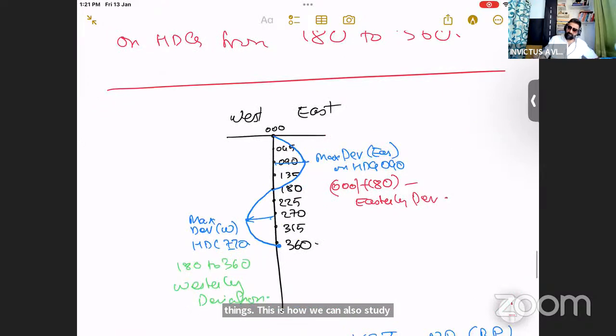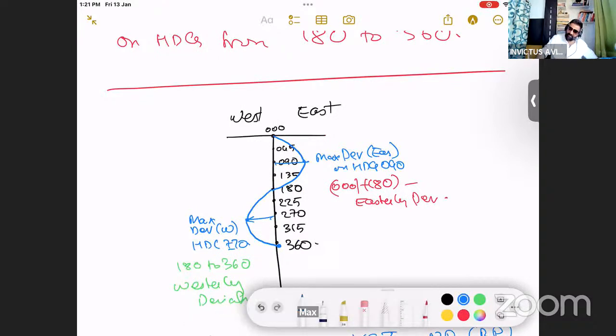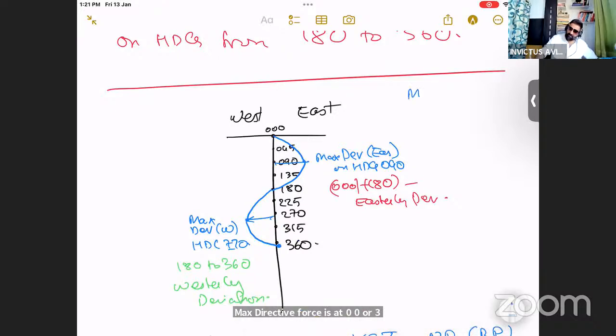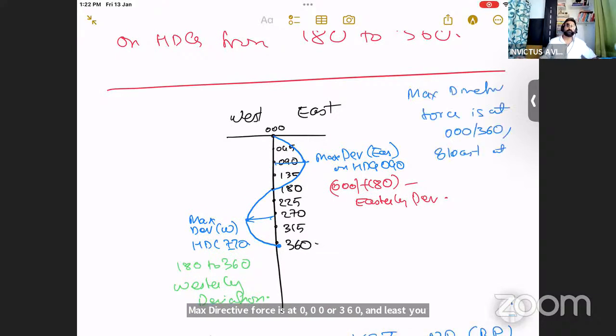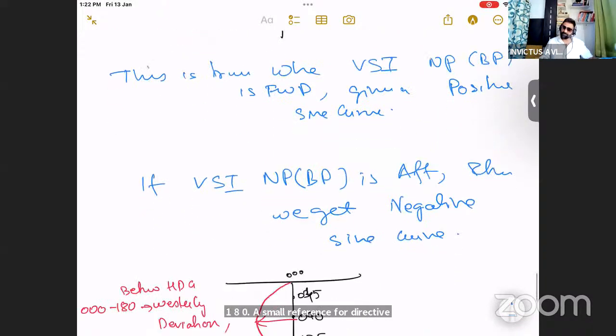Here, when the magnetism is ahead, when the magnetism is forward, you will write: max directive force is at 000 or 360, and least at 180. A small reference for directive force. Just make a note of it for the sake of your questions.